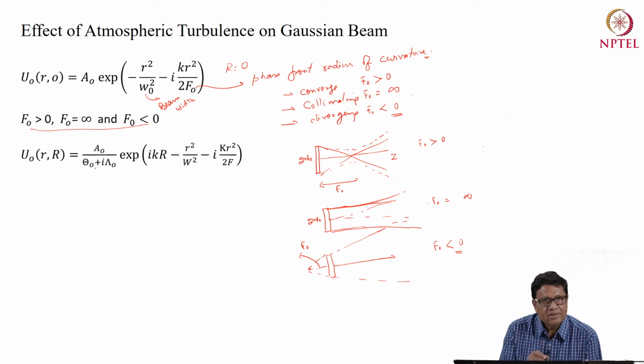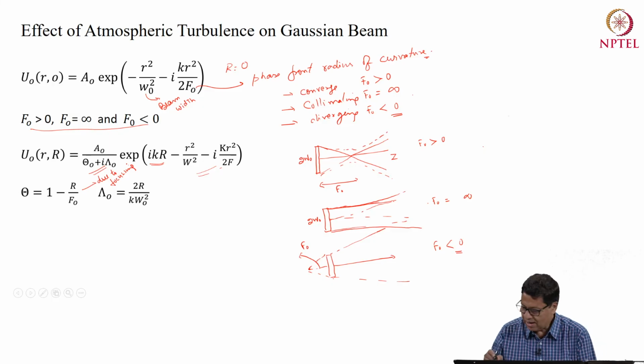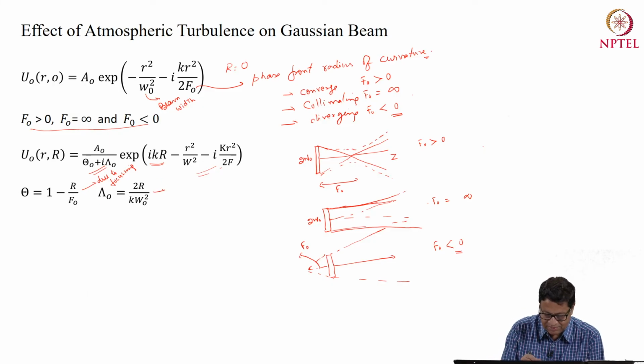So this is mentioned here. At a distance r, the field is equal to A naught. It gets attenuated, and there is also a phase difference introduced, given by this ikr. This is the Gaussian beam at a distance r, where this capital theta is defined by 1 minus r by F0. This is due to focusing, whether you are using converging, collimating or diverging beams. And the other capital lambda 0 is because of the diffraction.